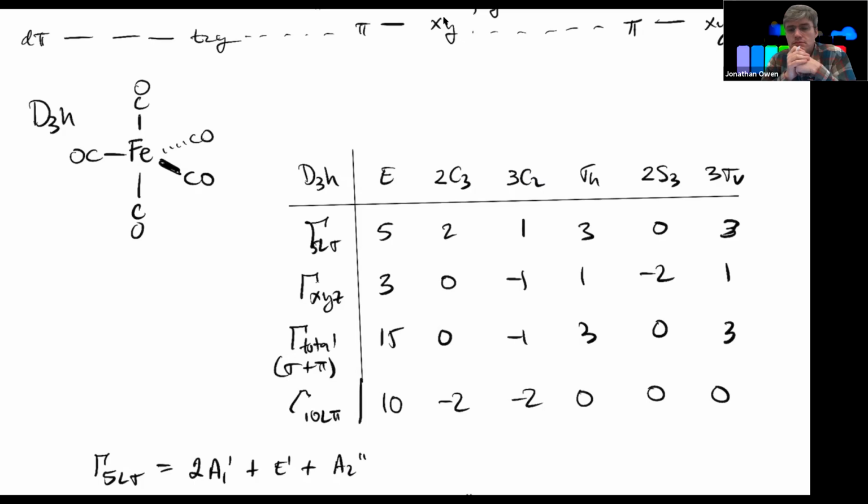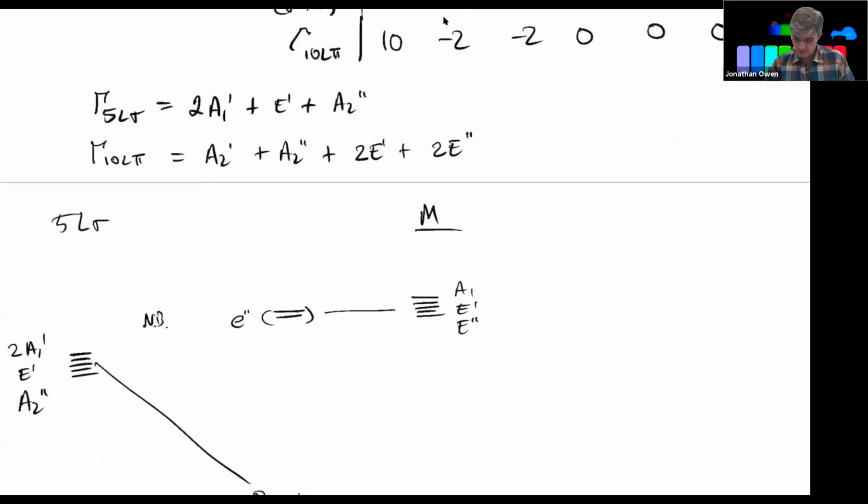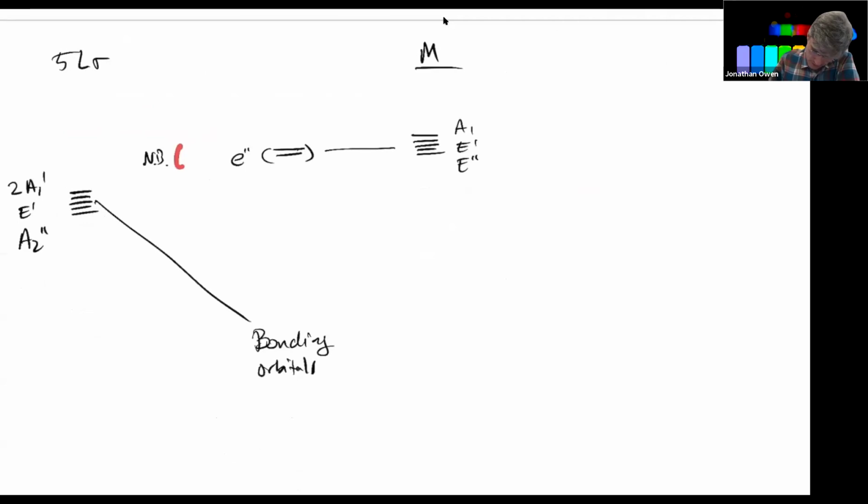dxz and dyz point above and below the xy plane, and they have nodes along the z-axis. So xz and yz do not make a bond with the COs. Their nodes fall on the xy plane and along the z-axis. So there's no sigma bonding interaction with the COs for those two. So this is dxz and dyz.